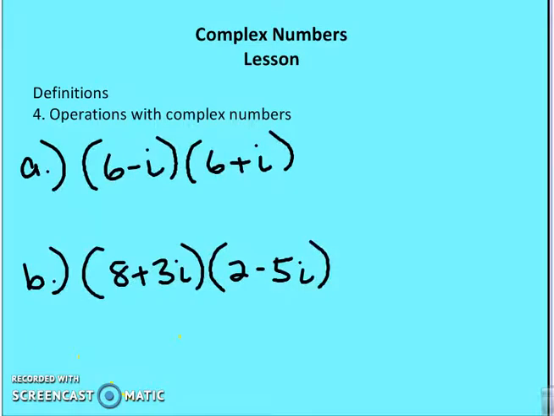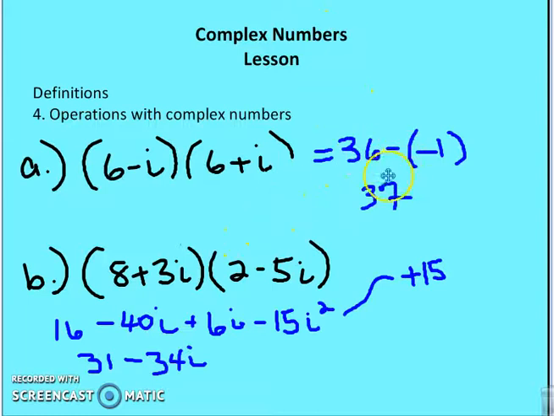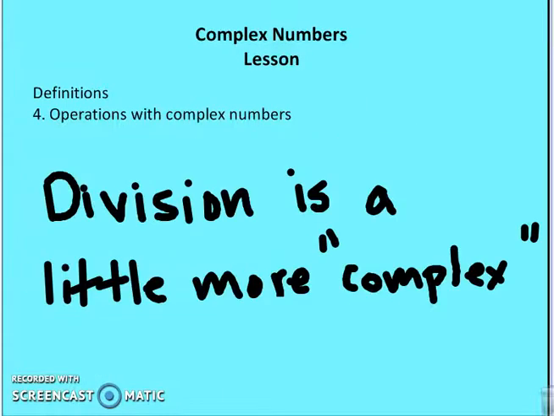All right, so I'm going to allow you to take care of this, and I'm going to come back. All right, so you should end up with these values: 37 and 31 minus 34i. The cool thing about this is that with the difference of two squares, we end up with only an integer value, a real number. And we're going to use that concept of the difference of two squares in order to rationalize denominators with a complex number.